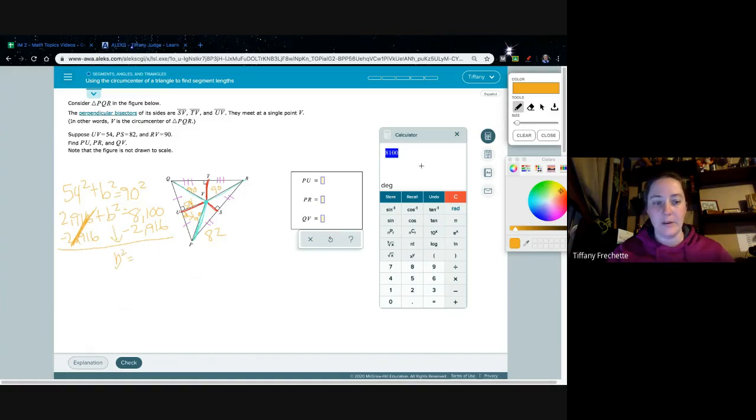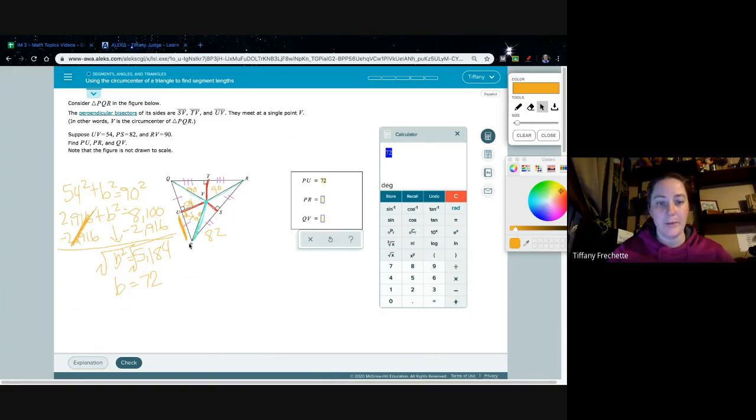We bring down B squared and we're going to subtract. So we have 8100. It's already in there, so I can just hit minus. It'll keep going for me. 2916 equals 5,184. I don't want B squared. I want to take the square root. So this B is going to equal, as long as it's highlighted here, I can just click the square root button and then equals. So 72. So this is PU right here. So remember that was our B. So PU is 72. All right.